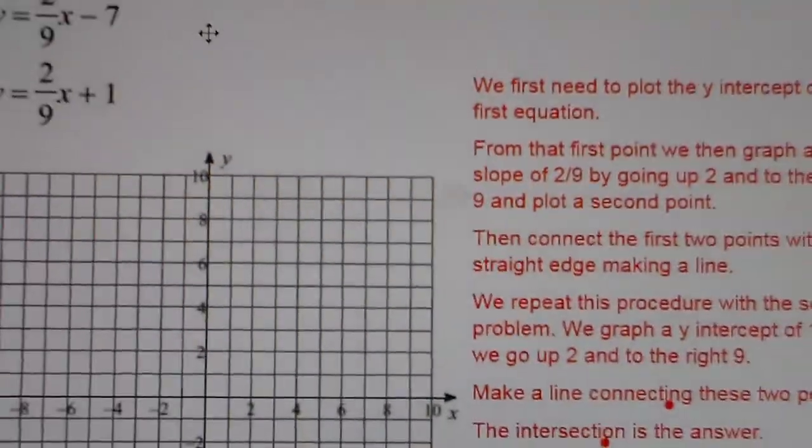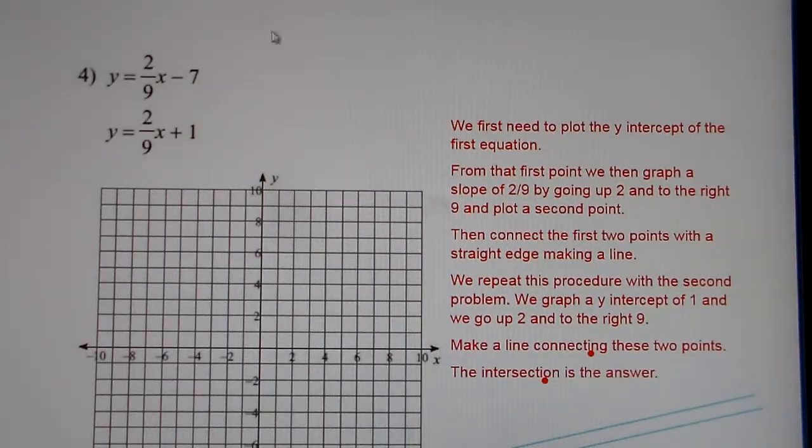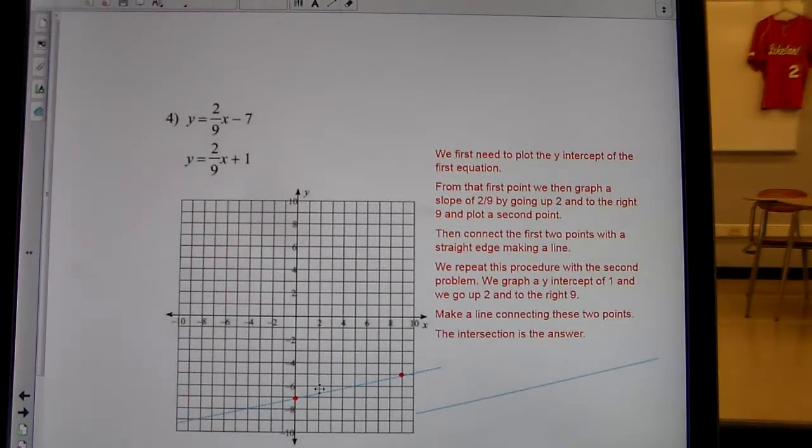Next up is number 4. We have y equals 2/9 x minus 7 and y equals 2/9 x plus 1. So we first need to plot the y-intercept of the first equation, which in this case is negative 7. Then it's up 2 to the right 9. So we're going to go up 2 to the right 9. We plot our point. I make my line. So it's at negative 7, up 2 to the right 9. So that's our line right there on our graph.